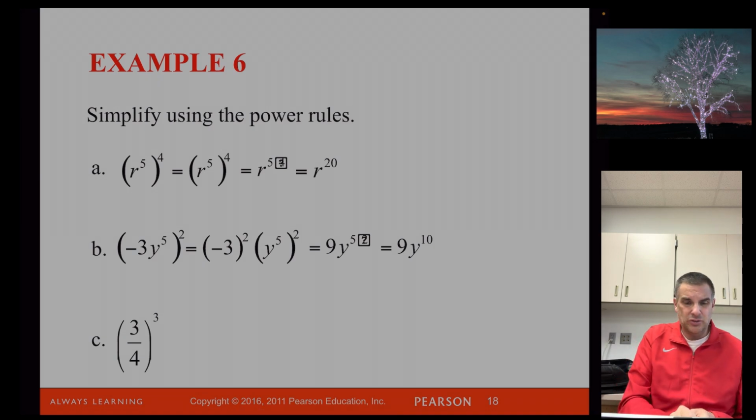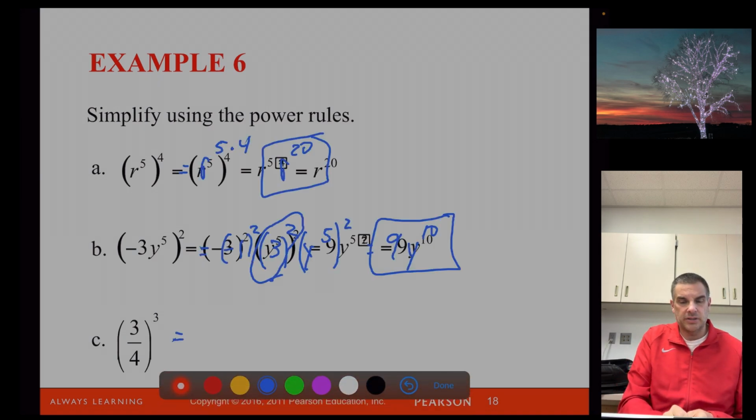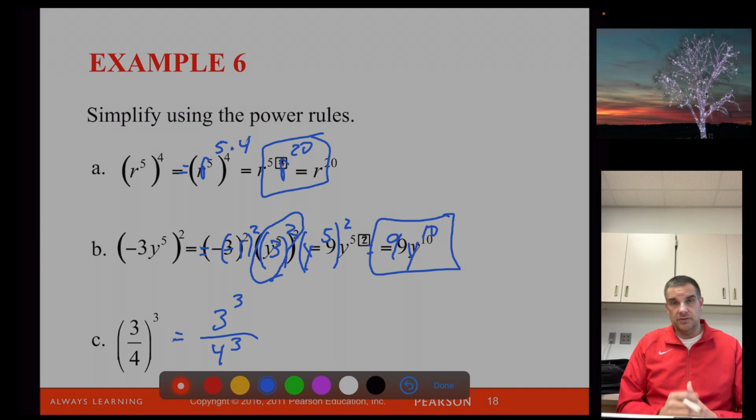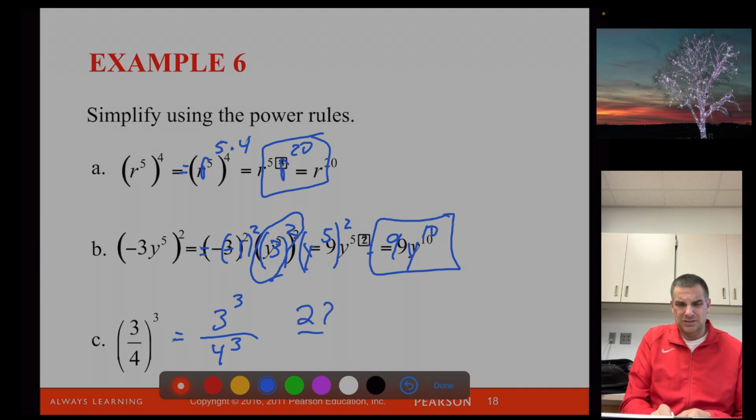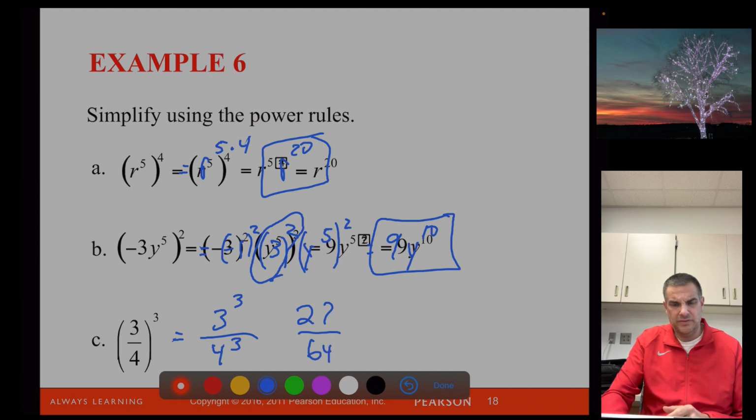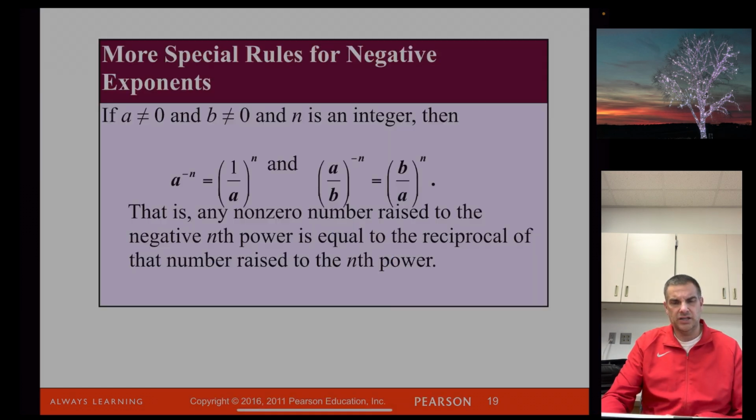Again, make sure you distribute that cubed into each part. So it's going to be 3 cubed over 4 cubed, and whatever 3 cubed is and whatever 4 cubed is. 27 over 64, I think is what it is. Again, making sure you distributed it in.